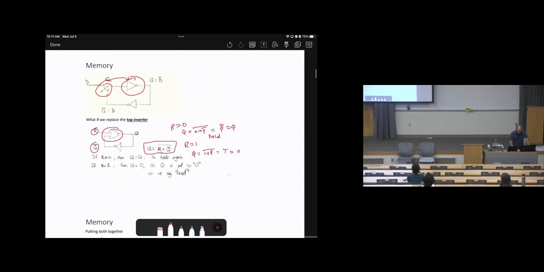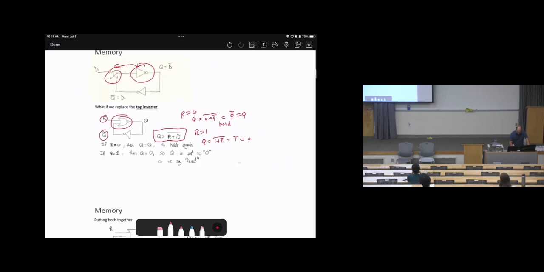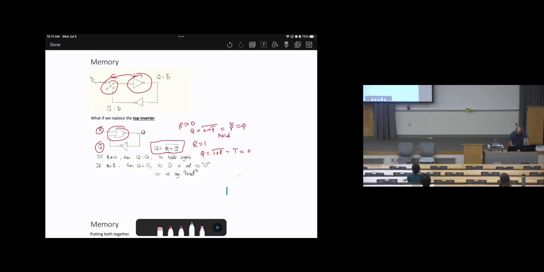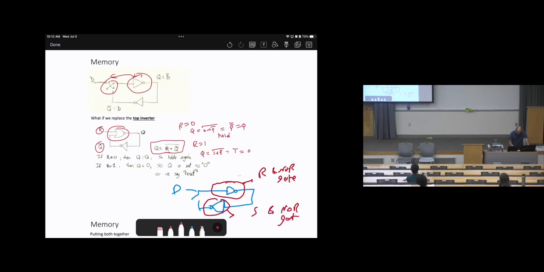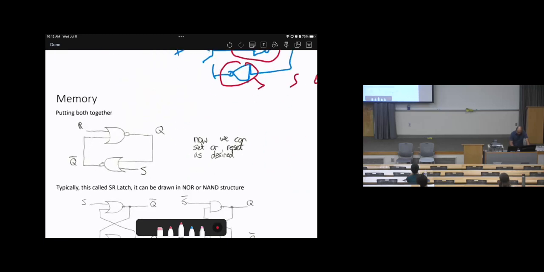So in summary, here is the inverter, here is the other inverter. When we put a switch here and here, if you replace the top switch with switch R and NOR gates, and you replace this one with switch S and NOR gates, we can create this.